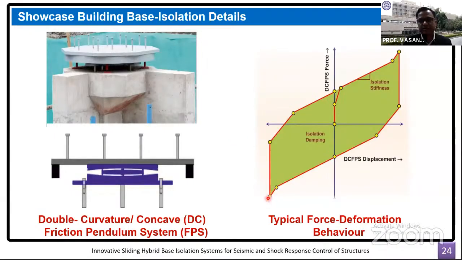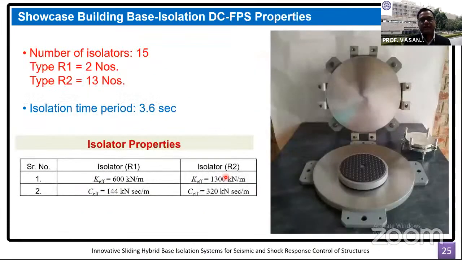The linearization is done by simply connecting these two peaks here: peak force and peak displacement in the first quadrant, and peak force and peak displacement in the third quadrant. When they are connected, we get the effective stiffness. And the area enclosed by this force deformation loop in one cycle is the amount of energy dissipation that is achieved, and that can be the damping of the system.